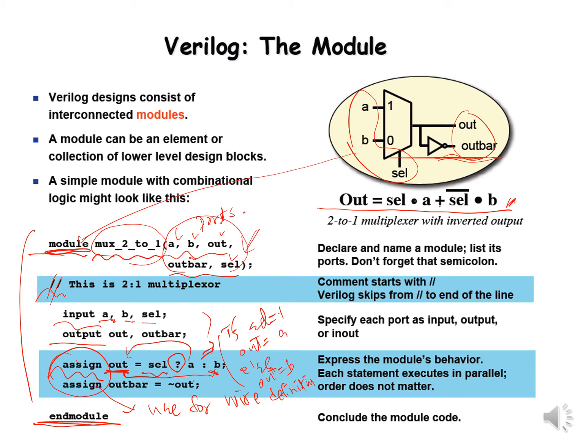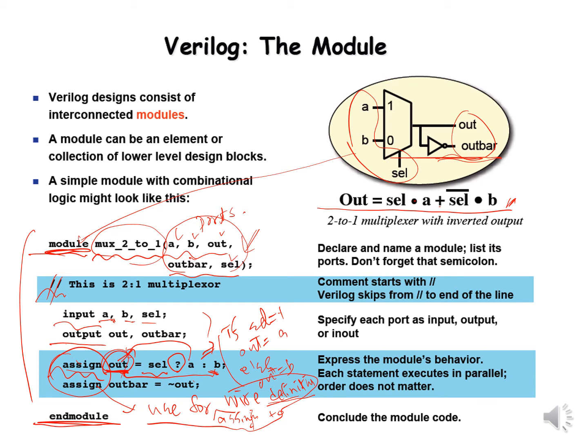So we want to use that for assigning some logic to a wire definition. Meaning, in order for the assign statement to be used, the out signal must be defined as a wire. So by default, if you don't specify any wire characteristic, then out is defined as signal wire.